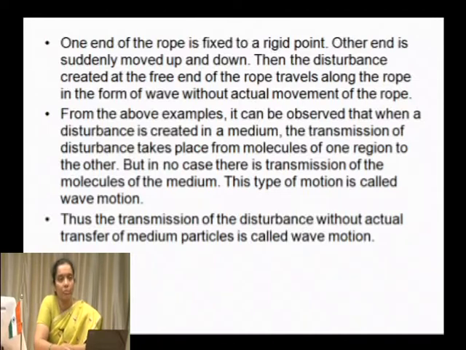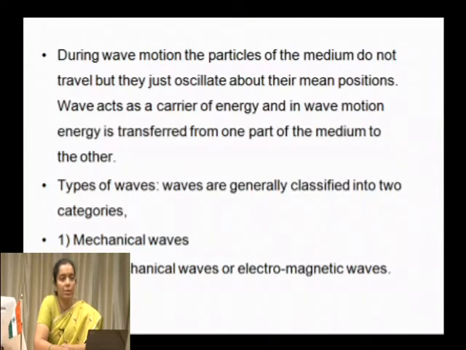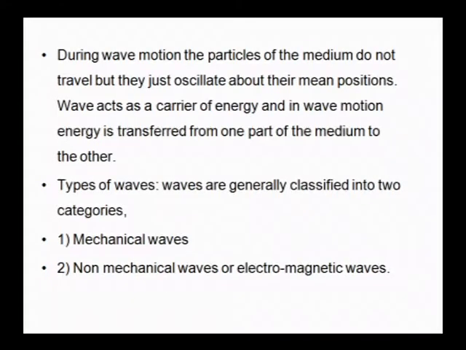From the above examples, we observe that when a disturbance is created in a medium, the transmission of disturbance takes place from one molecule of one region to the other, but in no case is there transmission of molecules of the medium. This type of motion is called wave motion. We define wave motion as the transmission of disturbance without actual transfer of medium particles. During the wave motion, the particles of the medium do not travel, but they just oscillate about their mean positions. Wave acts as a carrier of energy, and in wave motion, energy is transferred from one part of the medium to the other part.